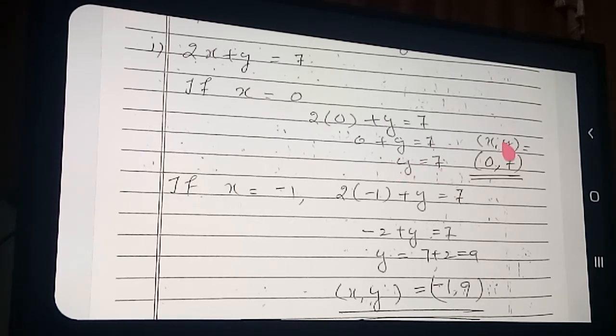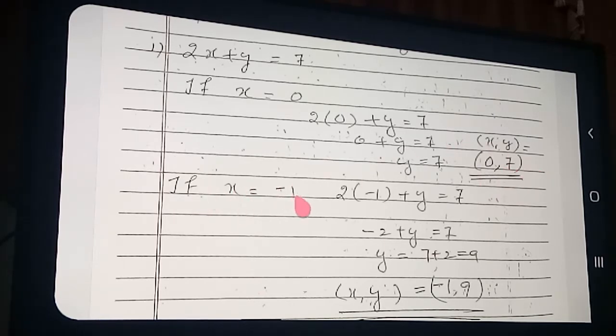So I have written the solution. Therefore the first solution, how did I write it? (x, y) is equal to (0, 7): first the x value and then the y value. Clear? Did you get the first solution now? This is the method everywhere. So the first solution (x, y) is equal to (0, 7).